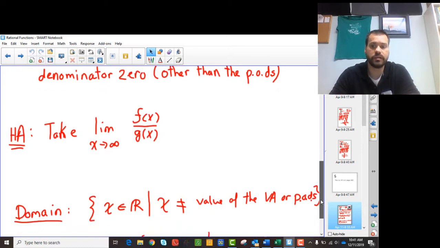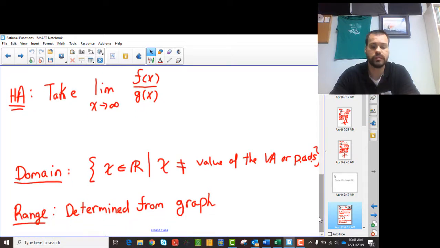And then the domain and range. The domain is similar to what we were doing before. Before, the domain was x belongs to real numbers, x can't be our h value. Now we say x can't be any value of any of the vertical asymptotes or points of discontinuity. The range gets a little tricky. If we can, we're going to determine it from the graph, but if we can't, then we just don't state it. I'll explain that further when we get through an example or two, so you can see how this works.